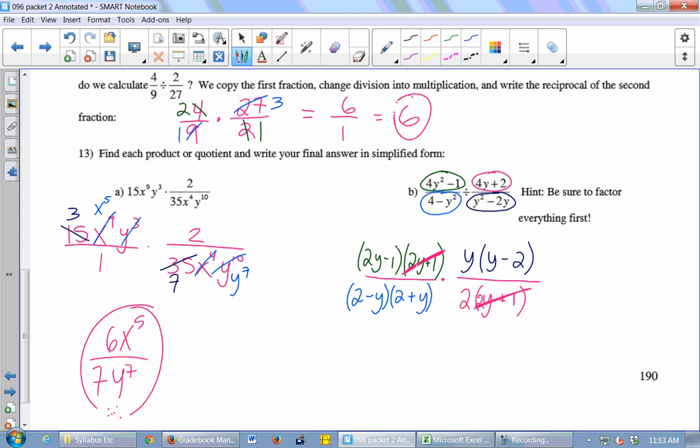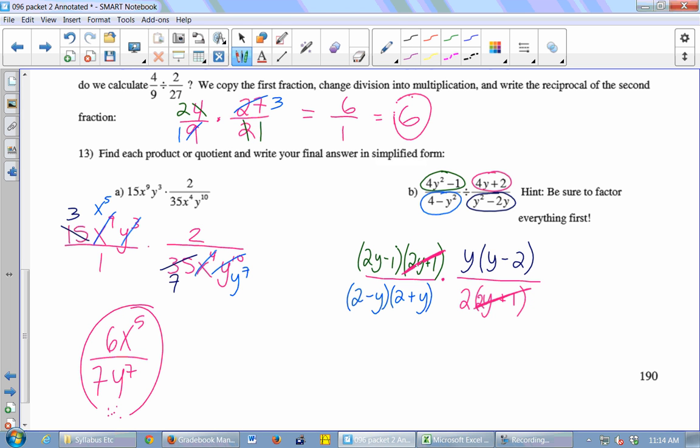All right, now I've got, do I have any 2y minus 1s in the bottom? No, okay, so that has to stay. Do I have any plain old y's in the bottom? No, so that has to stay. Y minus 2, do I have any exactly y minus 2s in the bottom? No, but I have 2 minus y, right? I have 2 minus y.